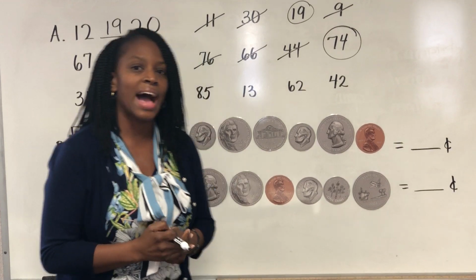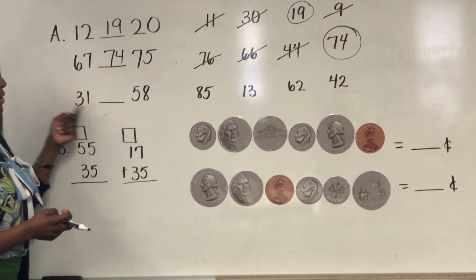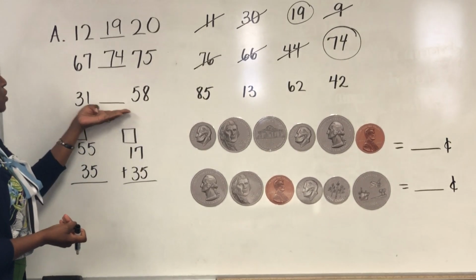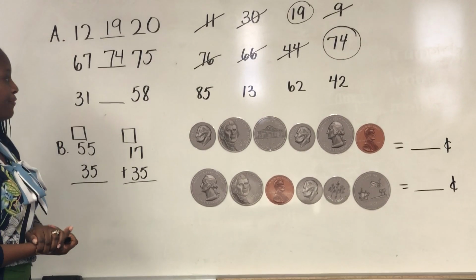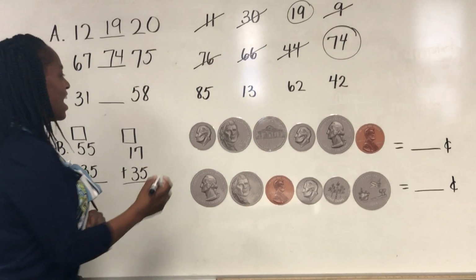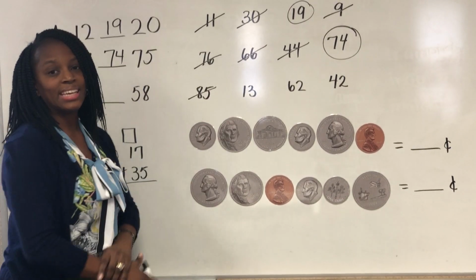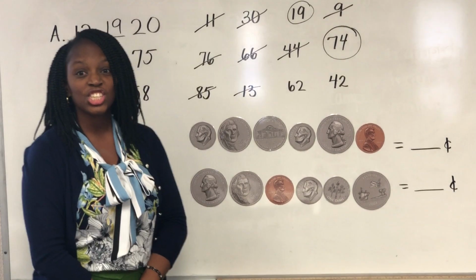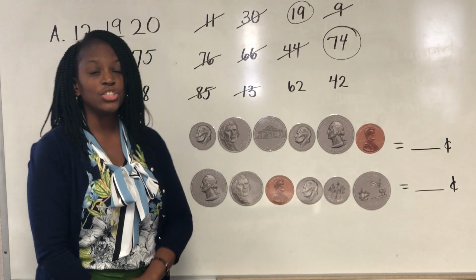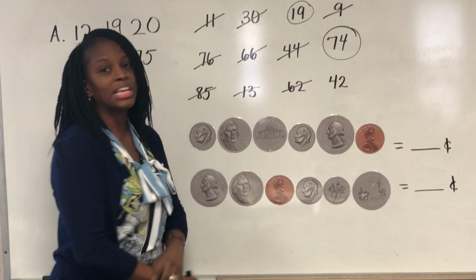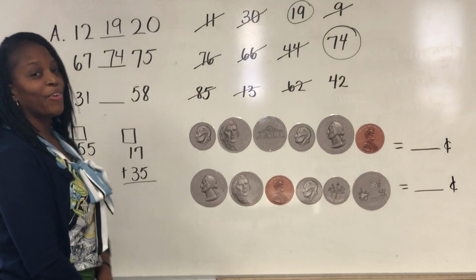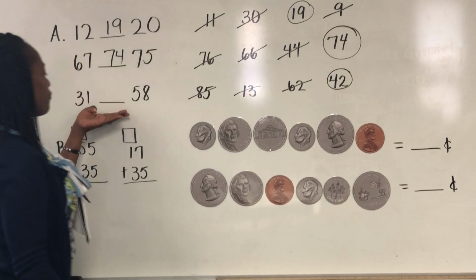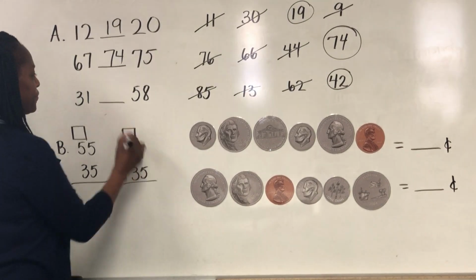Now let's take a look at our last one. We have 31 and 58. Does 85 come between 31 and 58? No. What about 13? No, it doesn't work. What about 62? 62 does not work. And what about 42? 42 seems to work. So you will find the number 42 between 31 and 58.